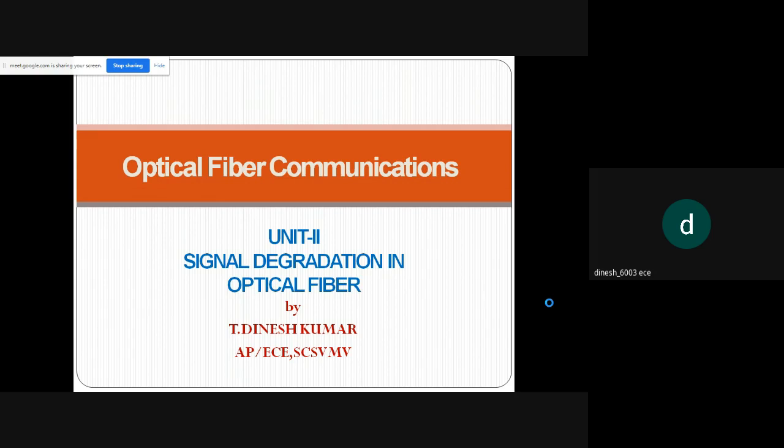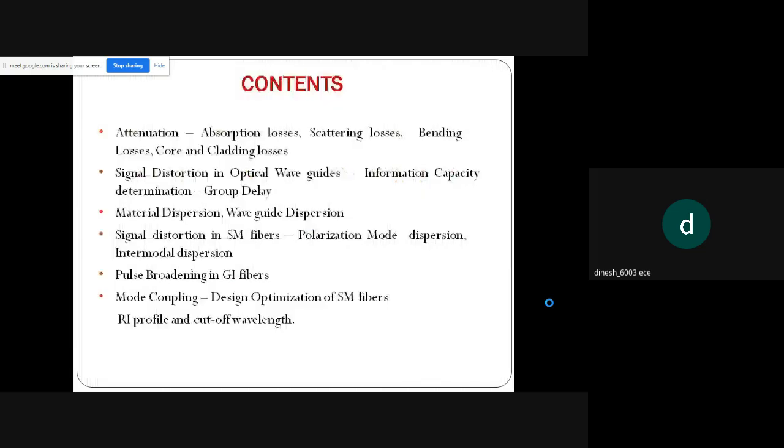So the outline for this presentation starts with attenuation. Attenuation is followed by absorption losses, scattering loss, bending loss, and core and cladding losses. These five losses come under attenuation: absorption loss, scattering loss, bending loss, core and cladding losses.